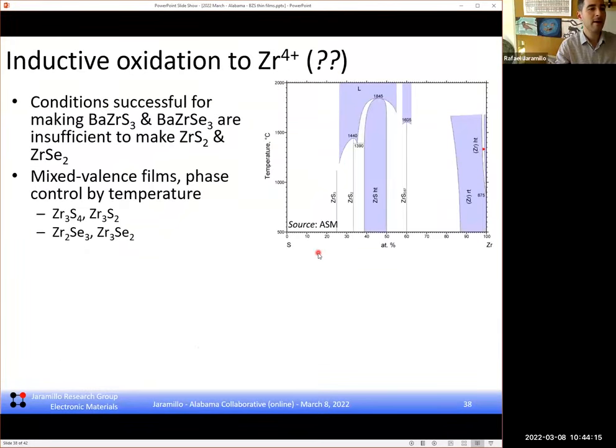Okay, one more technical point, and this really is for those folks who care about such things. The conditions that are successful for making these chalcogenide perovskites are unsuccessful to make zirconium disulfide and zirconium diselenide. So when we grow with just zirconium metal on a suitable substrate like sapphire, we don't get zirconium 4+. We don't get zirconium disulfide and zirconium diselenide. We get these mixed valence phases, which are in the phase diagram. There's very little study, but they're there, so we can do phase ID with diffraction.